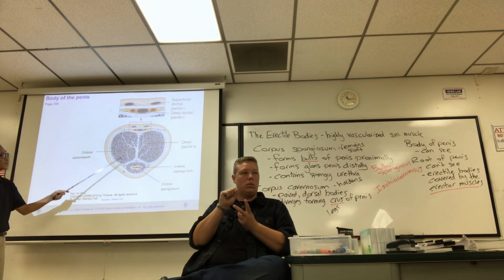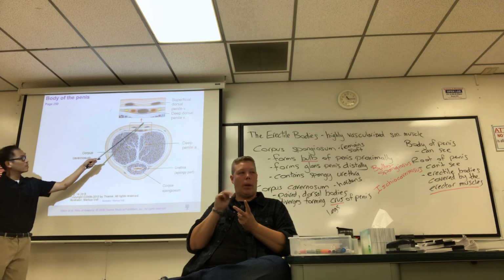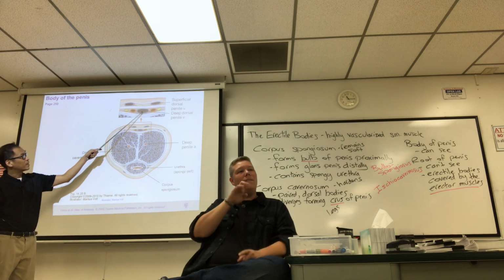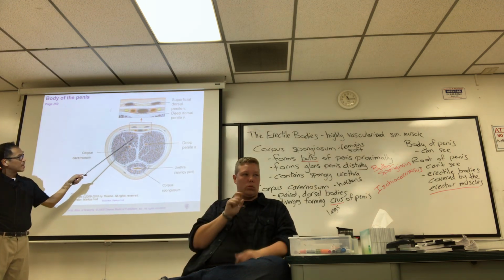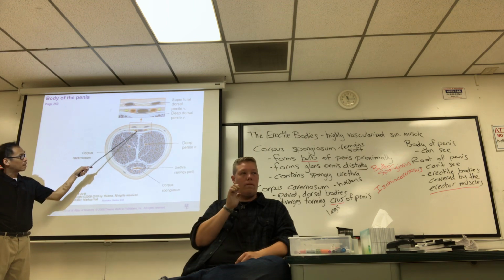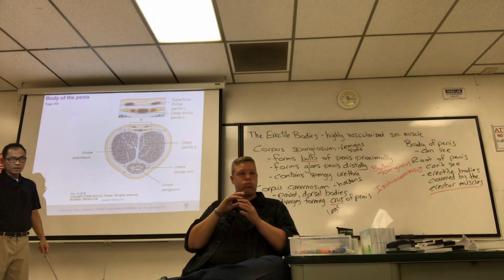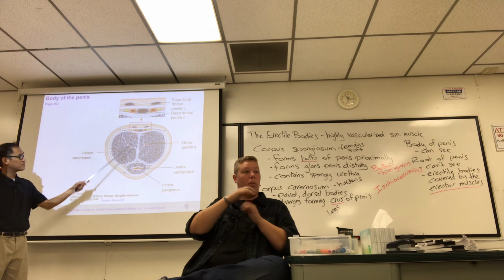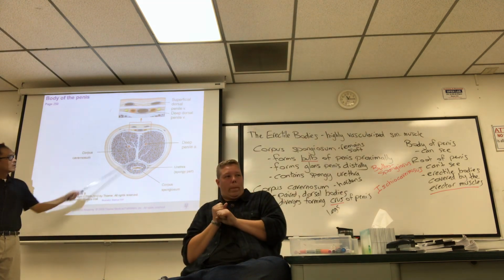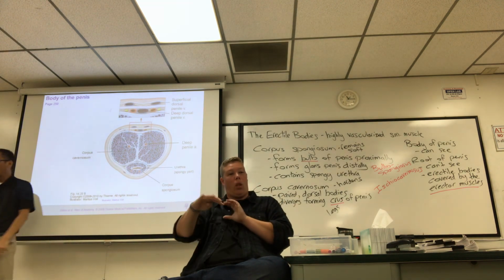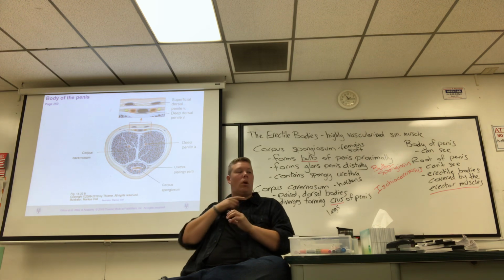One thing is you have veins up here, for example, the deep dorsal penile vein. What happens is, as these fill with blood, they collapse the veins. That's another way you help maintain erection, because veins are draining the blood out. So if you collapse the veins, you help keep more blood in the penis during an erection.